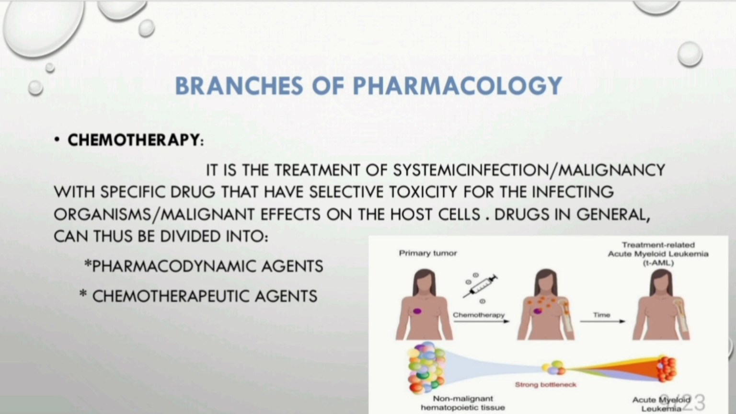Then pharmacodynamic agents, what do they mean? These agents work on the respective system of the body so that the physiological action of that specific system changes, which will be helpful for the treatment. And chemotherapeutic agents work on that specific cell, and these agents either kill the concerned cells or decrease its growth. This is how it works.